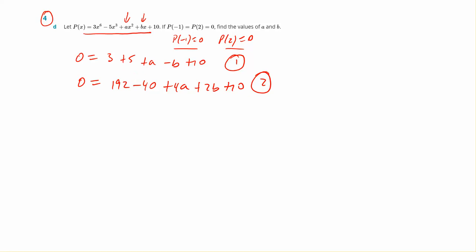So I want to move 3, 5, and 10 to the other side. So 3 plus 5 is 8, and 8 plus 10 is 18. So you get -18 on the side, and you're left with a minus b. That's one equation. For the other equation, I want to move all the terms to one side. So we've got 192 minus 40, which is 152, and 152 plus 10 is 162. So -162 equals 4a plus 2b.